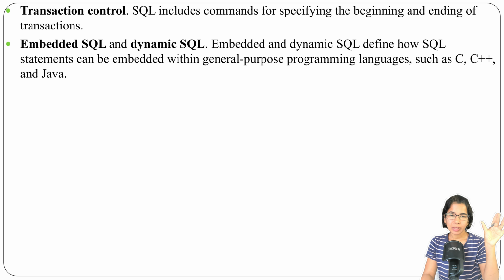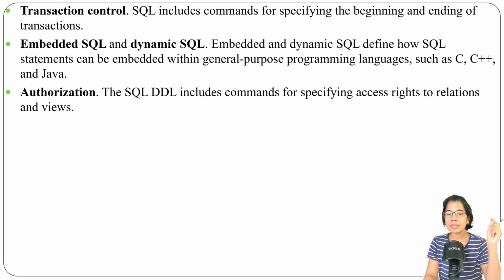Next is embedded SQL and dynamic SQL. We should be able to use SQL in the programming language. How can we add SQL in programming languages like C, C++ and Java? How can we embed the SQL in the programming language? That's all about embedded SQL and dynamic SQL. Next is authorization. SQL DDL includes commands for specifying access rights to relation and view. Who can access that relation, that we can mention in the authorization.